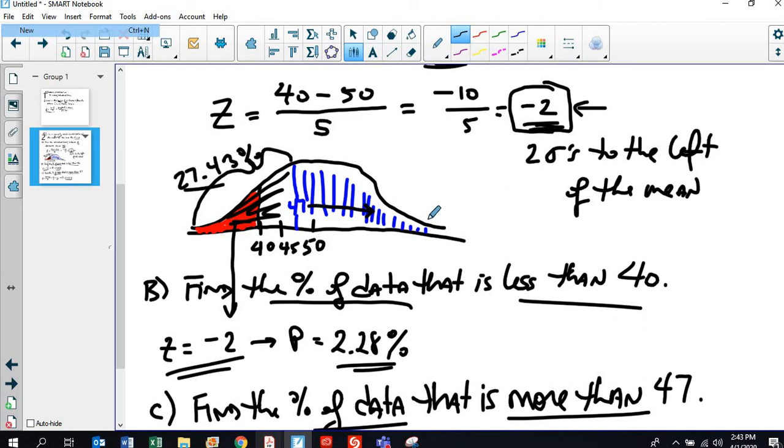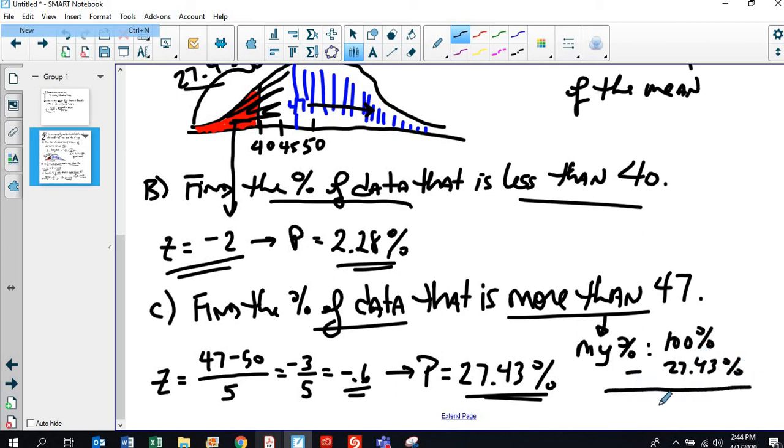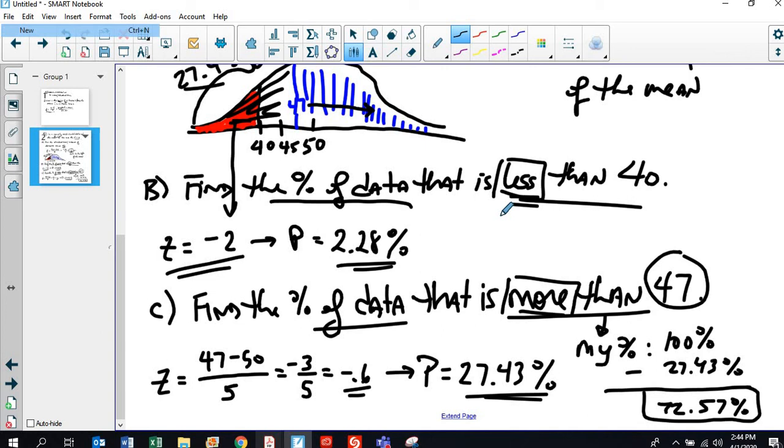All right, well, all the data is 100%, so I just subtract. If I want to find it to the right, the answer to my question, my percentage here, is take 100% and subtract 27.43%. Again, use your calculator to do this for you, obviously. That's why I said use your calculator, and then I used my head. You get 72.57% of the data is more than 47. So you've got to see the question, more or less, or even in between. But usually if it's in between, we're asking you about the approximation rules.